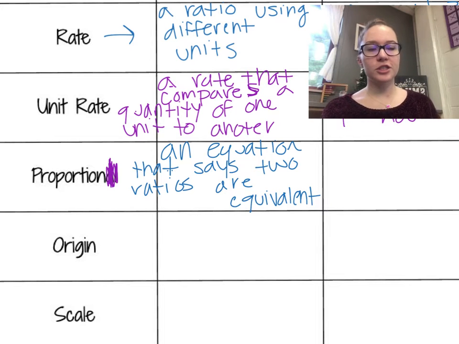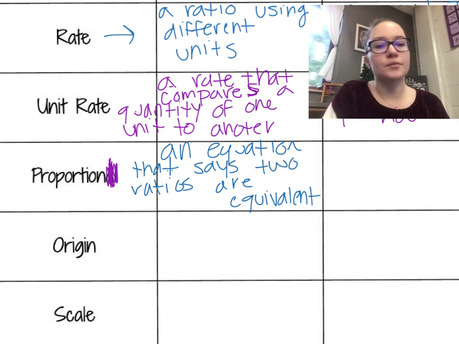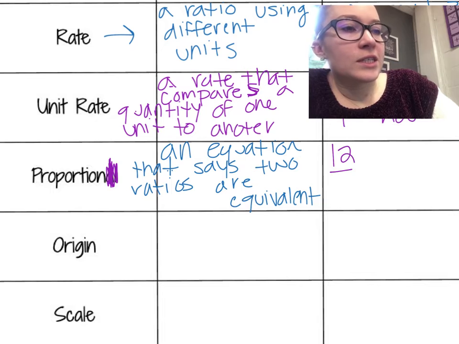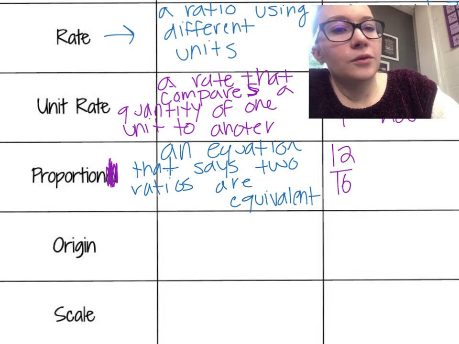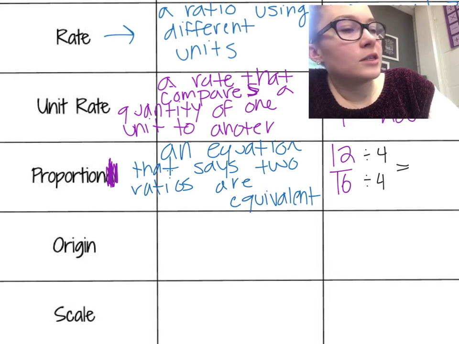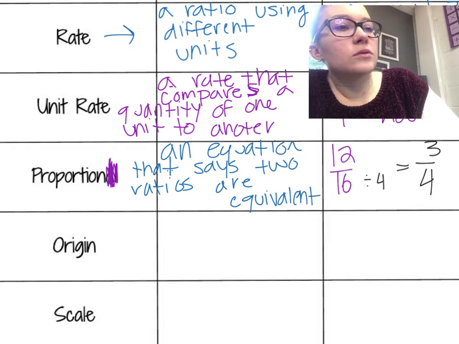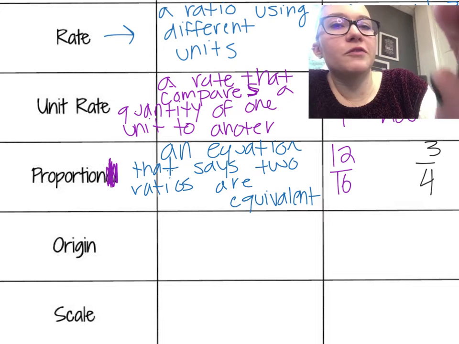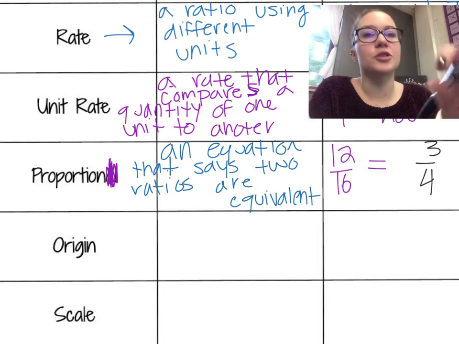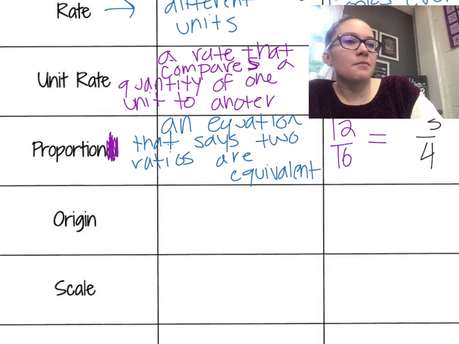Okay, so it says this ratio equals this ratio. They describe the same thing. Okay, so if we had 12 over 16, we know that if I reduce this by 4, it equals 3/4. So 12/16 and 3/4 have the same value. So those would be proportional. They're changing by the same amount.